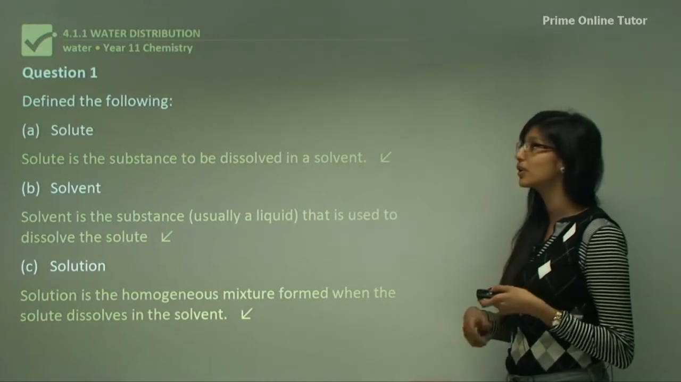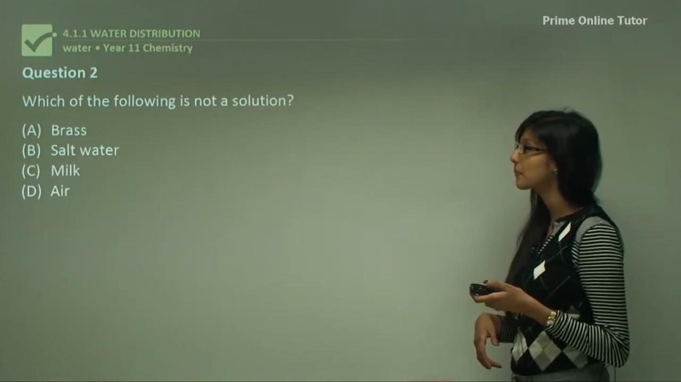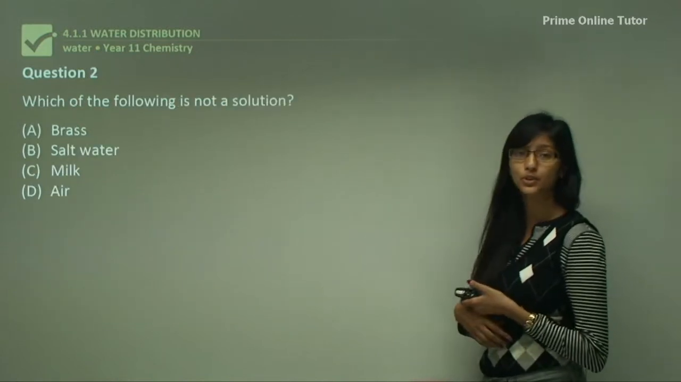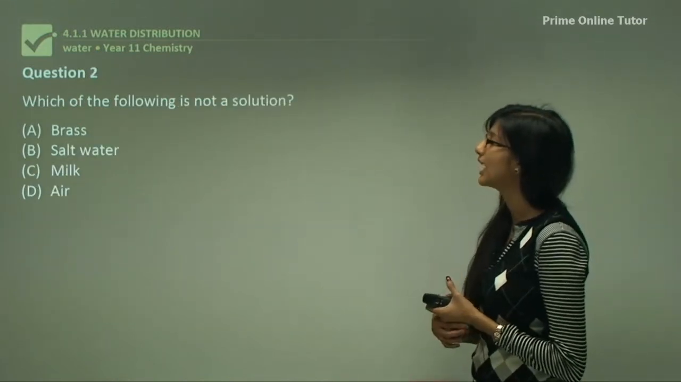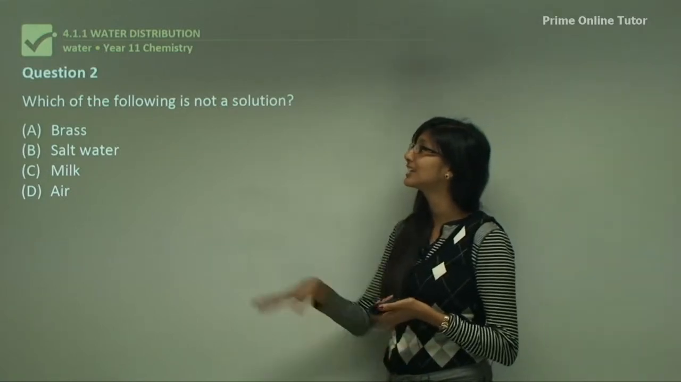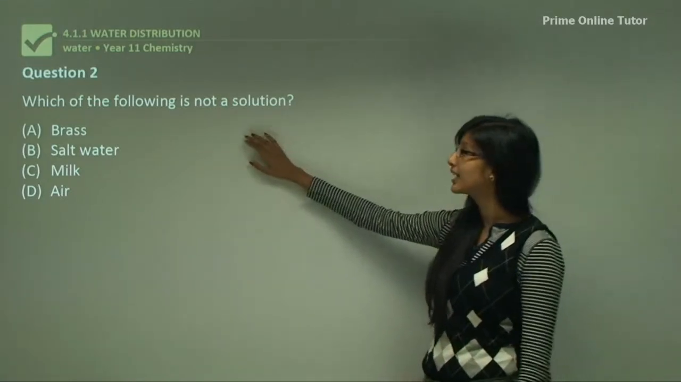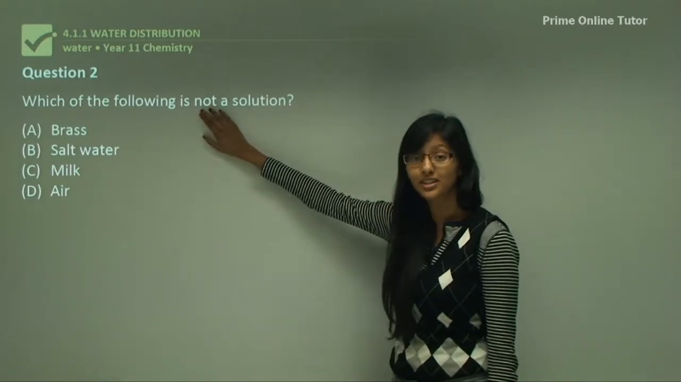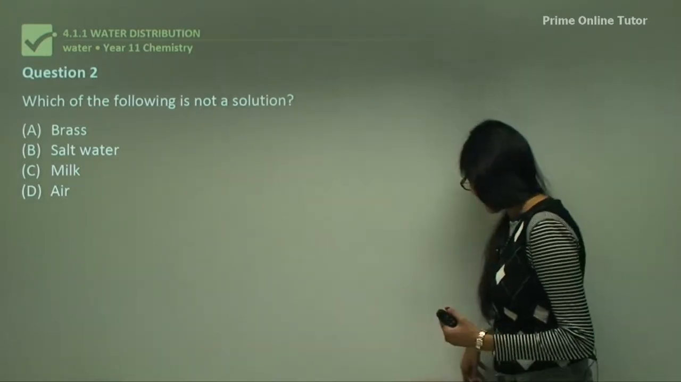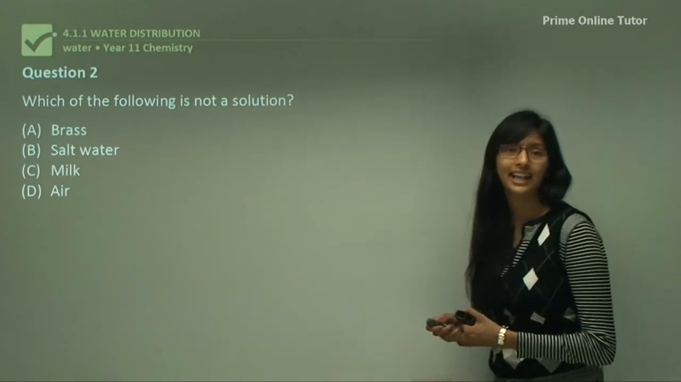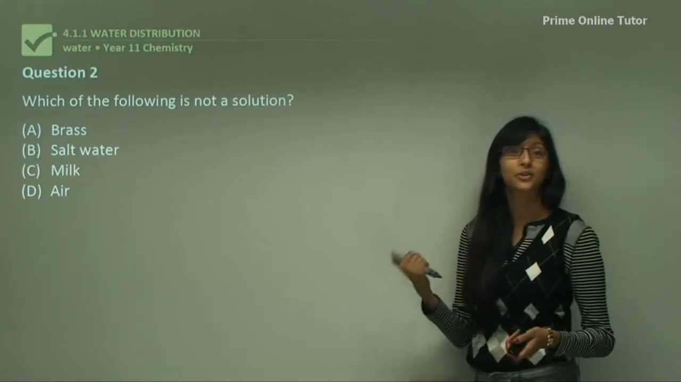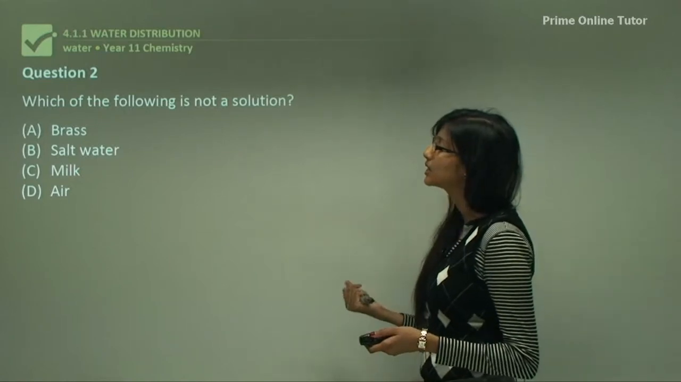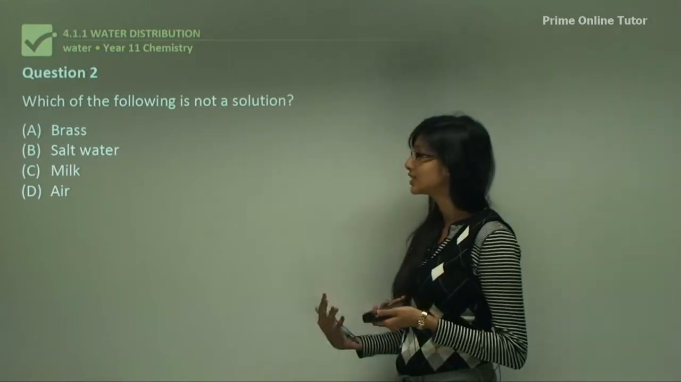So let's move on to question 2. Question 2 is a multiple choice question. So this question asks you, which of the following is not a solution? So be careful that in this question they're mentioning the word not, because we're usually in the habit of finding the right answer, but this time you have to find the wrong answer. So let's see which one is not a solution.